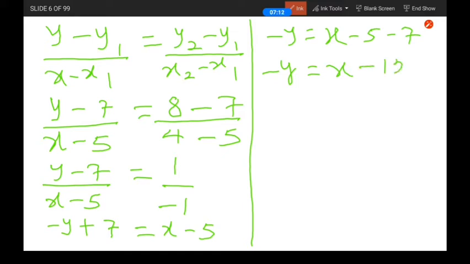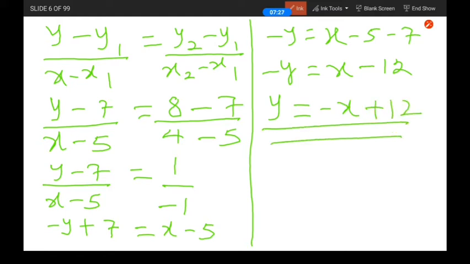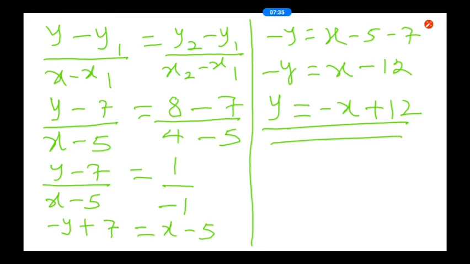Minus 12. Very good. So for us to eliminate the negative before y, we multiply everything by negative. That becomes y equals minus x plus 12. And that is the answer. That is the equation of the line that is passing through 2 points. Is that okay? Very good.